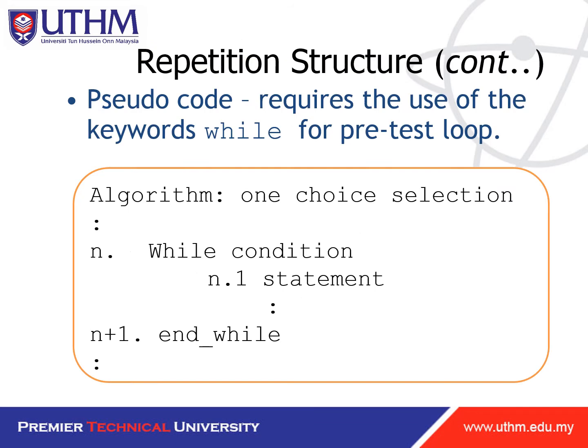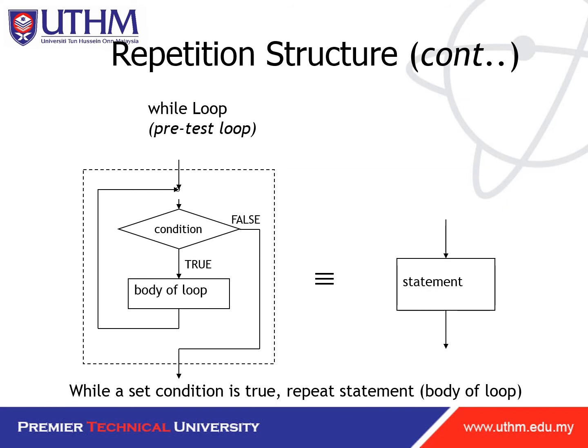Okay, so let's see. So pseudocode requires the use of the keyword while. Actually, while is for a pre-test loop, means you need to fulfill this condition and then it will run the statement. Okay, so we also have the while statement and the for statement. So you will learn it in programming later on. So this is the while condition. While this statement is fulfilled, then it will print this statement, or else it will go to the end.